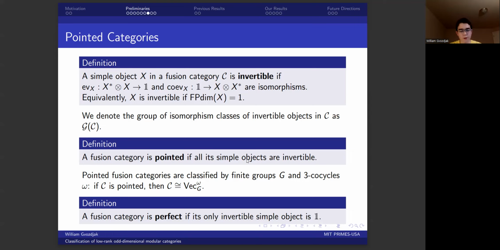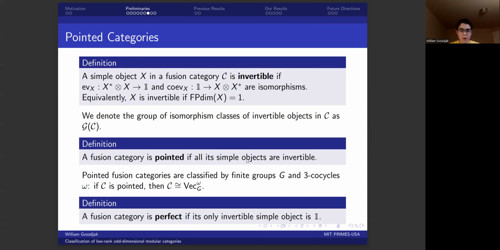And as I said earlier, pointed fusion categories are fully classified. This is because if C is a pointed fusion category, then C is equivalent to our category of finite dimensional G-graded vector spaces, and these categories are classified fully by finite groups G and 3-cocycles omega. And because these are fully classified, this means that pointed fusion categories are also fully classified.